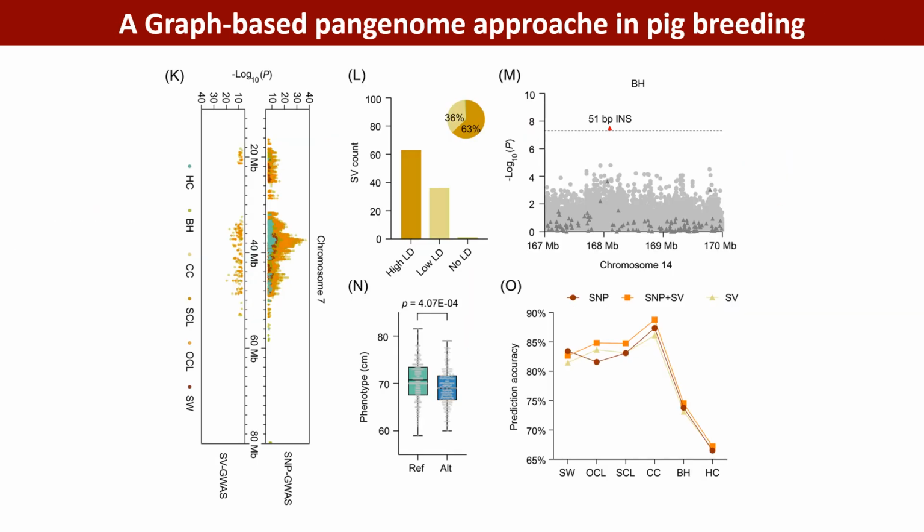Lastly, we looked at how graph-based pan-genomes could boost pig breeding, focusing on genome-wide association studies and genomic selection for 6 carcass traits. We found that some genetic info can only be captured through SVs. Genomic selection accuracy showed that combining SNPs and SVs improved predictions by 2% to 4% for over 80% of traits. These results show that adding structural variations to breeding studies can enhance genome-wide association studies resolution and genomic selection accuracy.